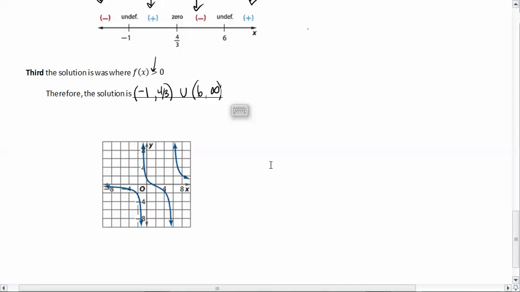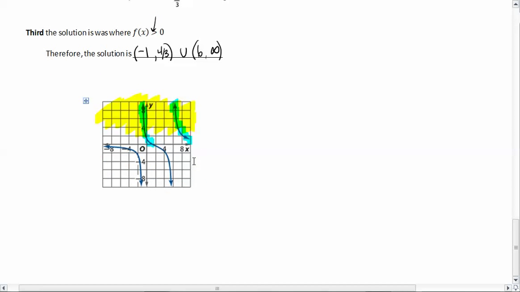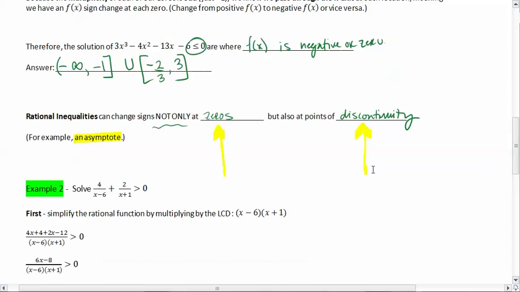And if we graph this, that makes sense, right? From -1 to 4/3, we are in the positive y, this whole area up here. Anything that falls in this area up here is what we care about. That happens here, and it happens again here, between 6 and infinity. So that makes sense. Our answer is right. So that's how you solve rational inequalities and polynomial inequalities.